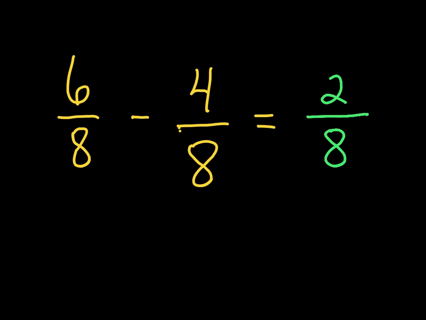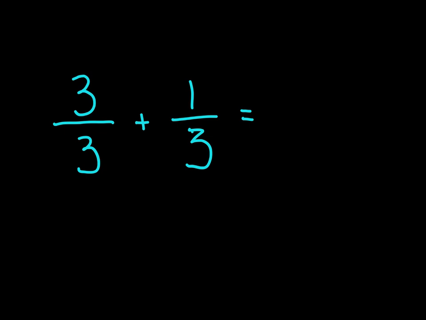Now, to get into this habit, the question you should be asking yourself is, can 2/8 be simplified? Can it be reduced? Do 2 and 8 have anything in common? Well, they do. They have 2 in common. So in the numerator, we have a 1, and in the denominator, we have a 4. So 1/4 is simplified from 2/8. 1/4 and 2/8 are equivalent fractions.